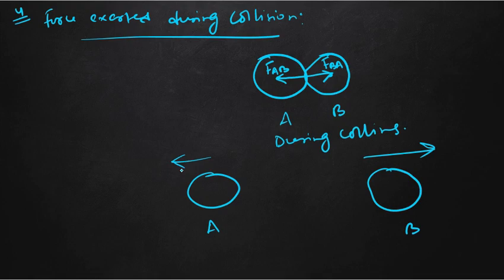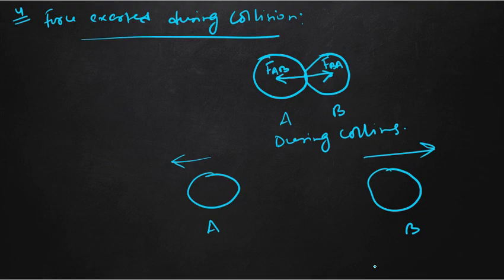After collision A will push B, so B will go towards the right, and similarly B pushes A during the collision, so A will move towards the left side. Clear? So in the two figures, the two bodies move towards each other and then collide.